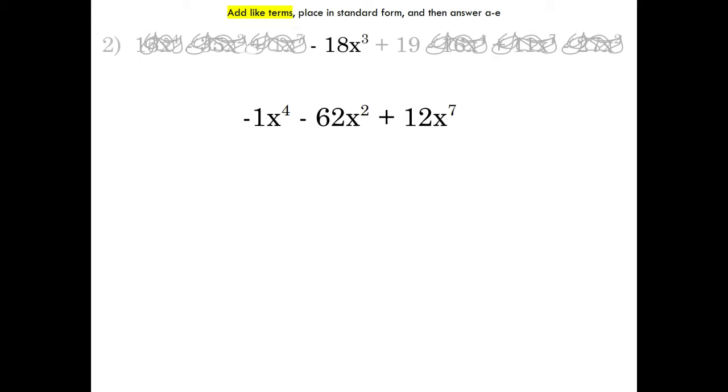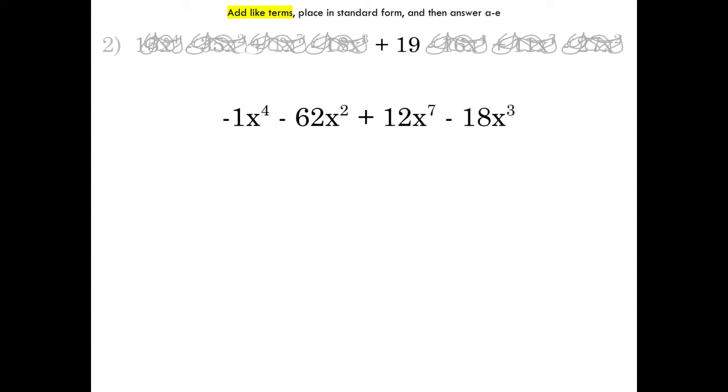Does any other term have an x with the same exponent of 3? And the answer is no. So just negative 18x to the third. And then we cross that out, and we have a number which is 19, and there's no other numbers in this expression. So you just write 19 at the end, and you cross it out.